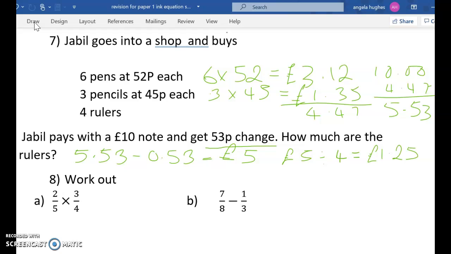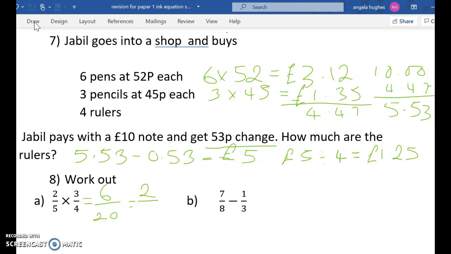Okay, question 8. We now have to multiply these fractions together. So when you're multiplying fractions, it's the easiest thing to do. You multiply the tops, which in this case is 6, and multiply the bottoms, which in this case is 20. And then like we did with the other fraction, you must cancel them down. So 6 and 20 are both in the 3 times table. So divide 6 by 3, you get 2.